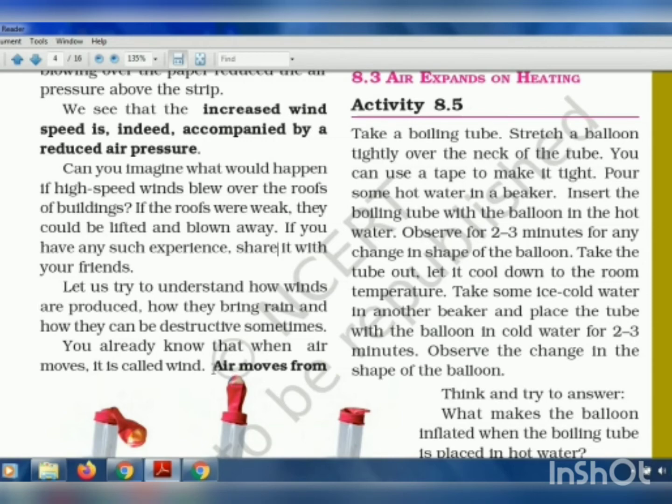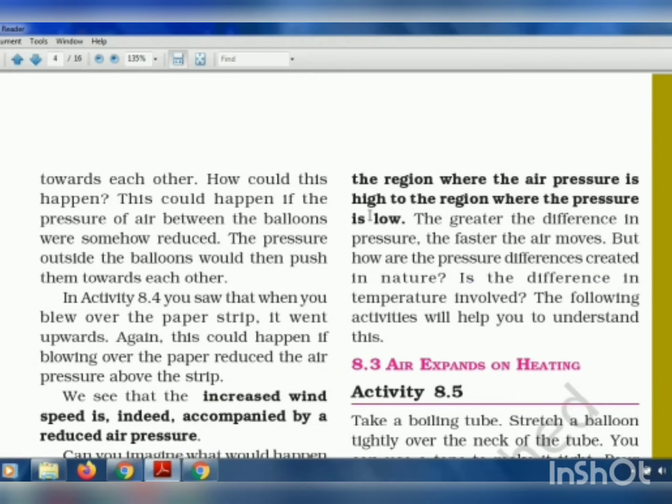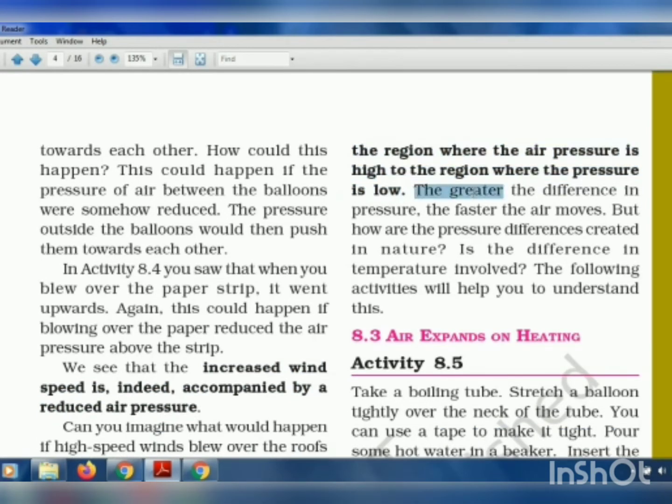And it is always said that air moves from a high pressure area to a low pressure area. Okay, so air always moves from a place where the pressure is high to a place where the pressure is low. So these two points you have to keep in mind, which is very important. And it is also said that the greater the difference in pressure, the faster the air moves. If the difference between the two pressures, that is high pressure and low pressure, is more, then the air moves fast. If the difference is less, then the air moves slowly.